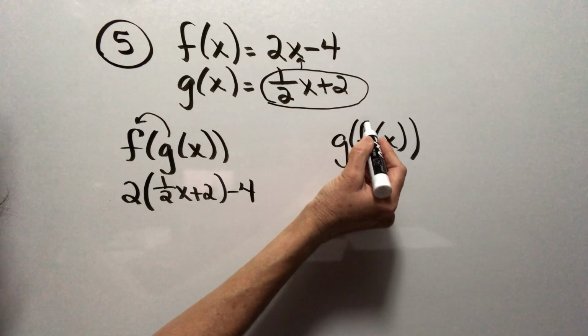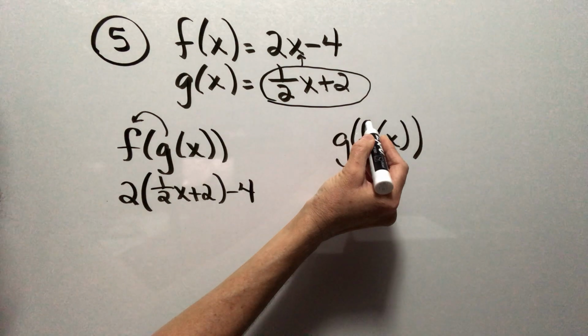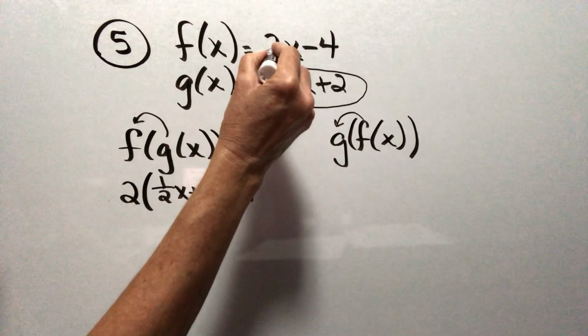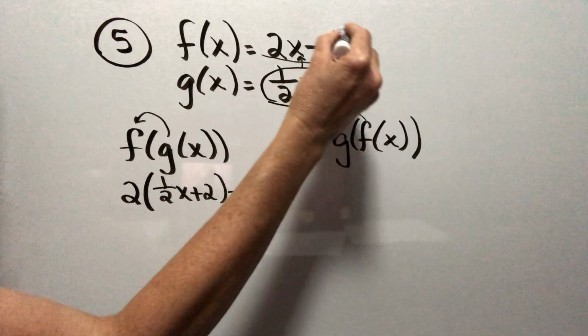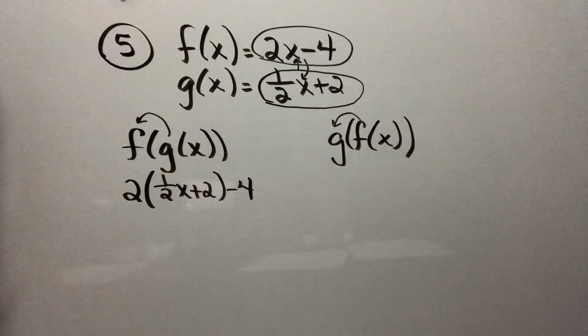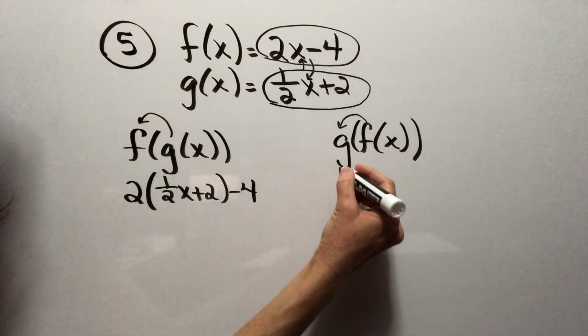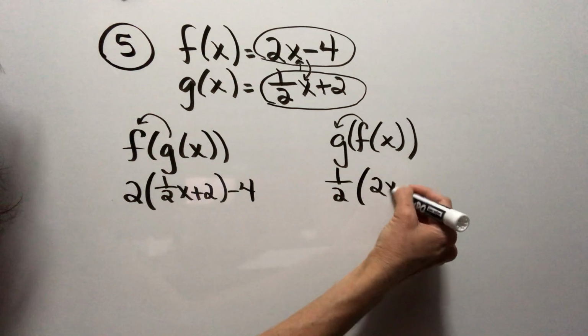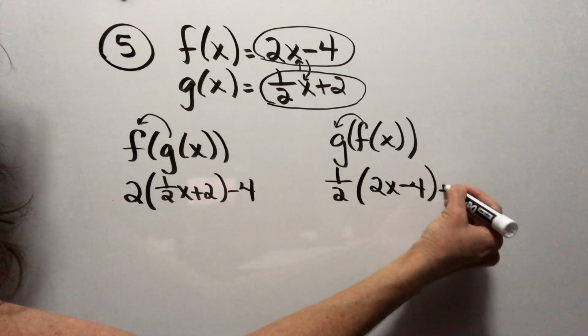Now on this one, we're going to do just the opposite. You take the inner one and plug it into the outer one. So the f will go into g. So in this case, we're going to do the reverse. We're going to take f and plug it into g. So this time we're rewriting g. So the half would still be there. And instead of x, you're going to put in 2x minus 4, and then you're still going to add 2.